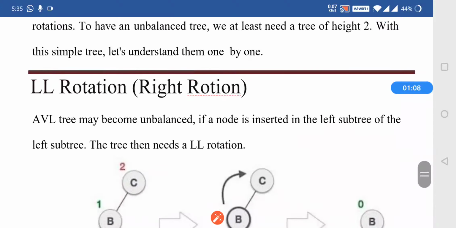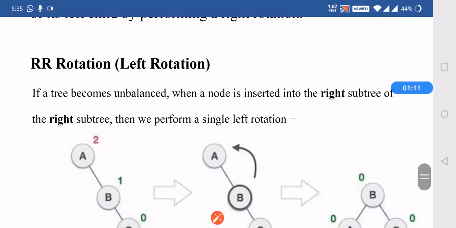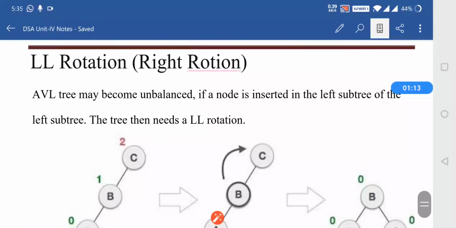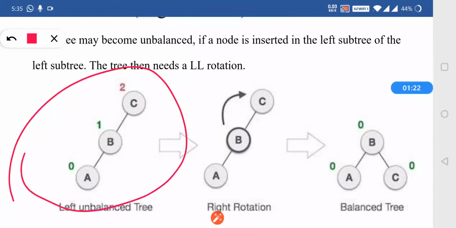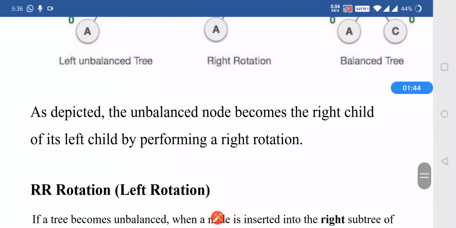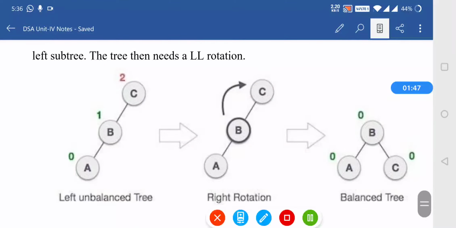So now, whenever there is a particular unbalanced tree, suppose we can see this particular example over here. This is our left unbalanced tree. Now in this unbalanced tree, what is the balance factor? It is 2, because our left hand side height is 2 and the right hand side tree's height is 0. So 2 minus 0 is 2. That's why our balance factor is 2. So we have to balance the particular tree.